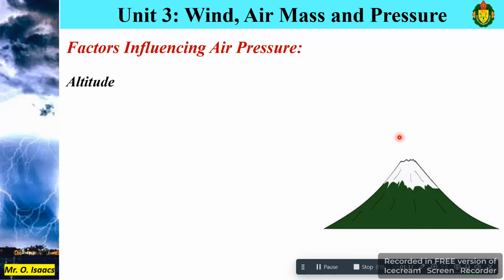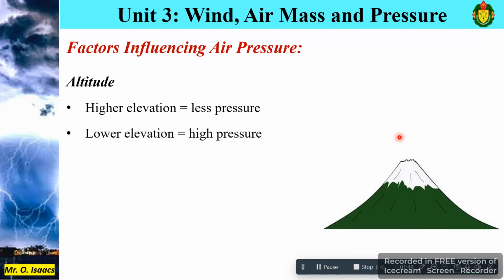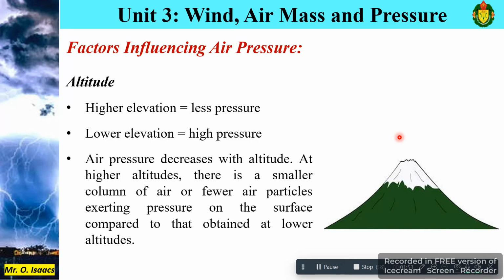First one, altitude. Of course, you know altitude has to do with how steep or flat an area is. So simple equation, higher elevation equals less pressure. Lower elevation equals high pressure. So as pressure decreases with altitude, at higher elevations or altitude, there is a smaller column of air, so it's thinner, and so this will exert less pressure on the surface compared to that obtained at lower elevations, right?